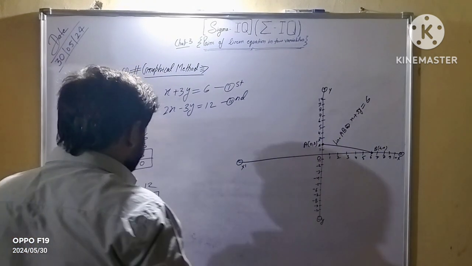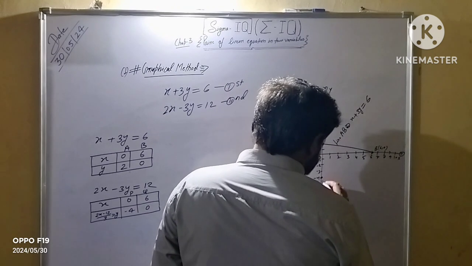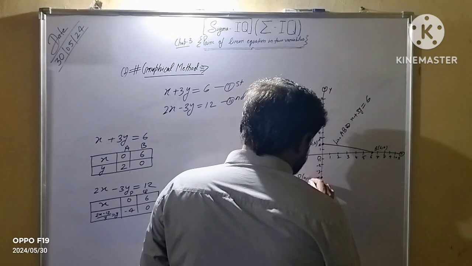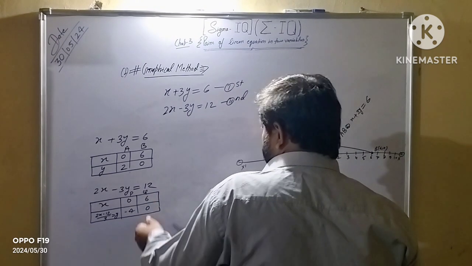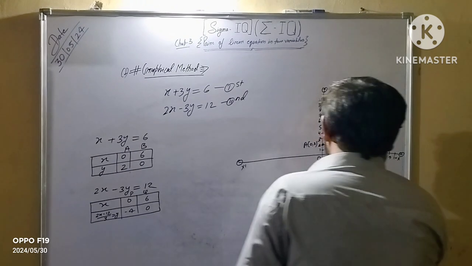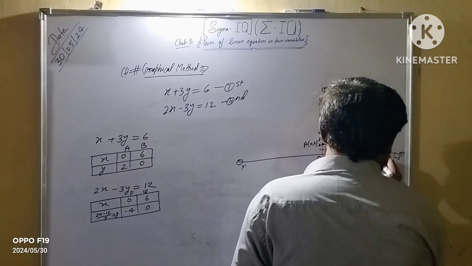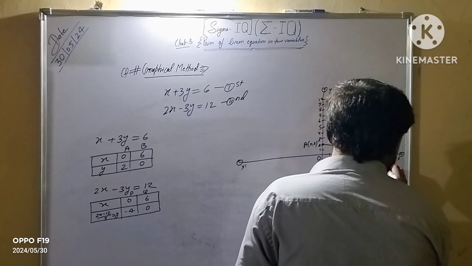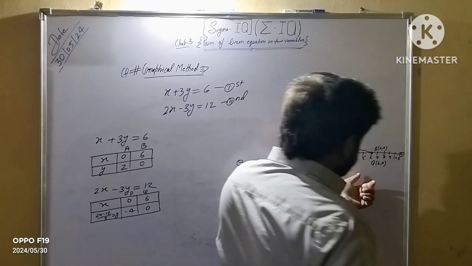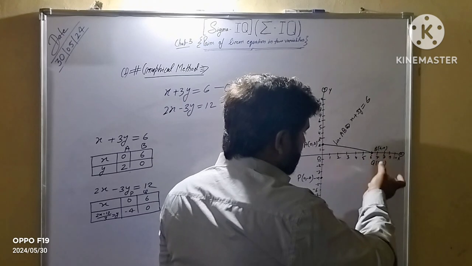Similarly, write the coordinate of point P: 0, minus 4, x 0, y direction minus 4, this is point P, 0, minus 4. Similarly, write the coordinate of point Q: 6, 0, x direction plus 6, y direction 0. Point B and Q are the same because the coordinates of both B and Q are the same.